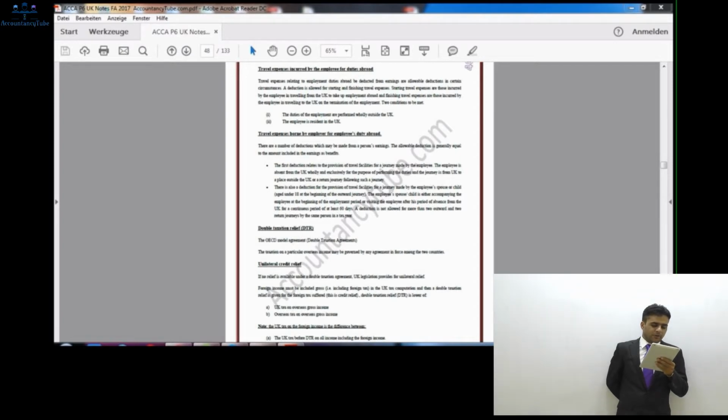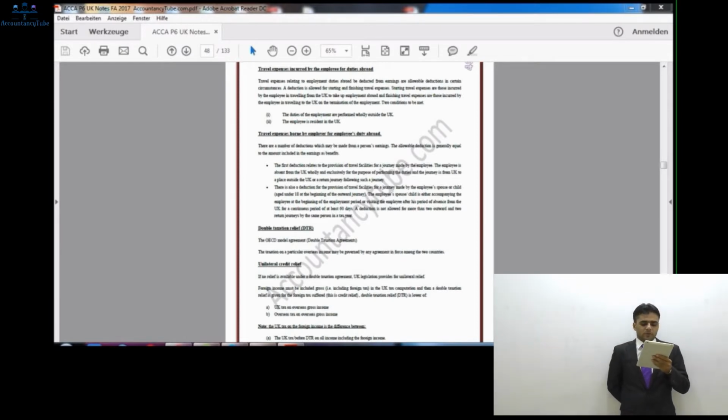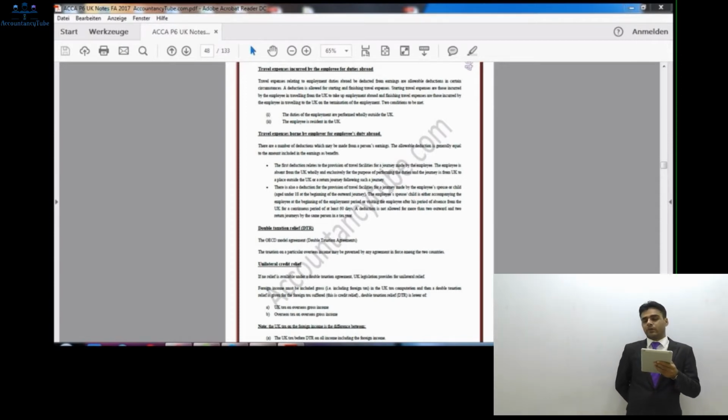So the first deduction relates to the provision of travel facilities for a journey made by the employee, where the employee is absent from the UK wholly and exclusively for the purposes of performance of the duties, and his journeys from the UK to a place outside the UK and a return journey following such a journey. So it is exactly the same thing which we have seen in our employee's case. When you are going from the UK to outside the UK, the first ticket and the return ticket when you're coming back from there.